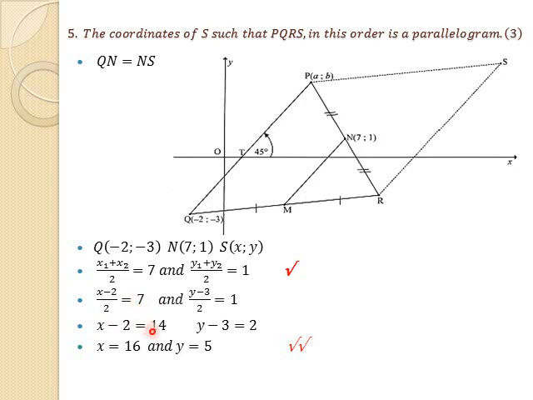2 times 7 gives me 14, leaves behind x minus 2. Take negative 2 over, 14 plus 2 gives me 16. Then y minus 3, 2 times 1 equal 2. Take negative 3 over, 2 plus 3 gives me 5. So coordinates of S, (16, 5). So 1 mark for substituting midpoint, 2 marks for my answer. I hope you follow and understand.